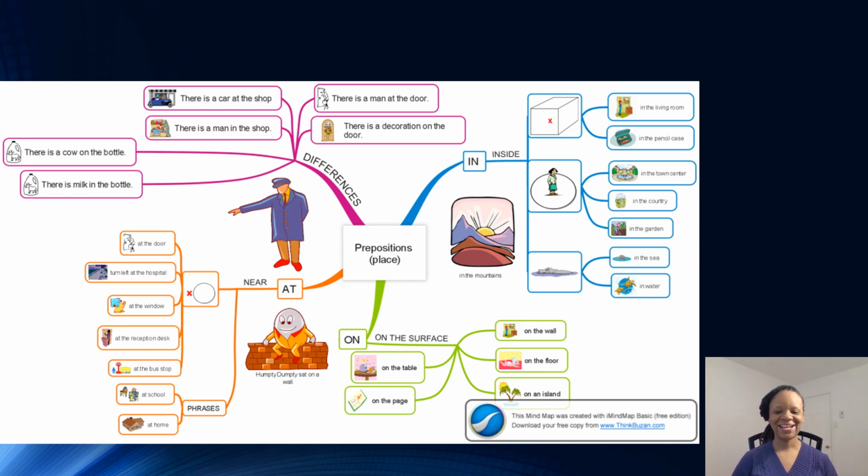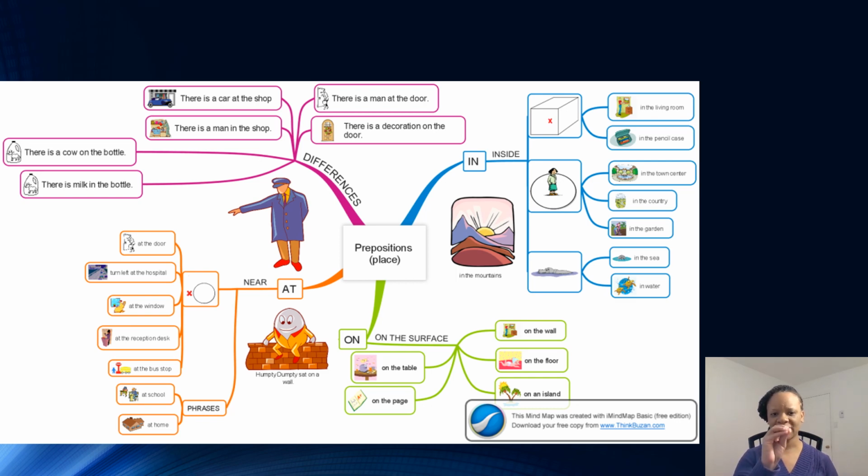And finally, let's talk about in, on, and at as prepositions of place. And I'd like to thank the creators of this mind map, which so beautifully captures the essence of in, on, and at as prepositions. So when we talk about in, we're talking about something being inside of another. When we're talking about on, we're talking about something being on the surface of another thing. And finally, when we speak about at, we're talking about something being near to another.